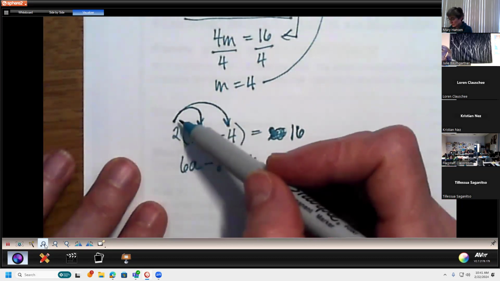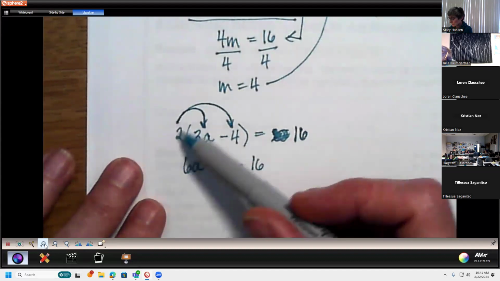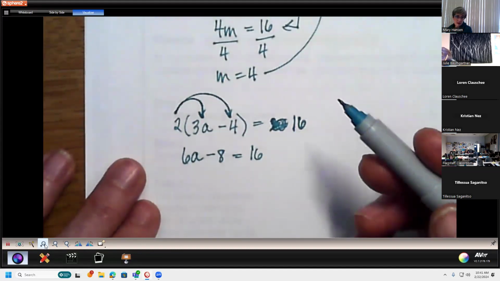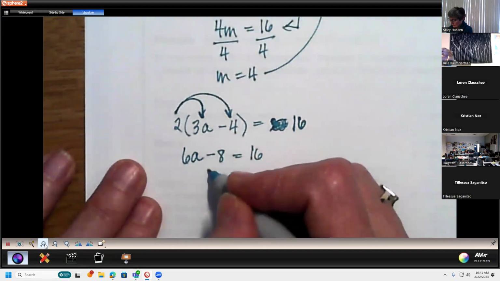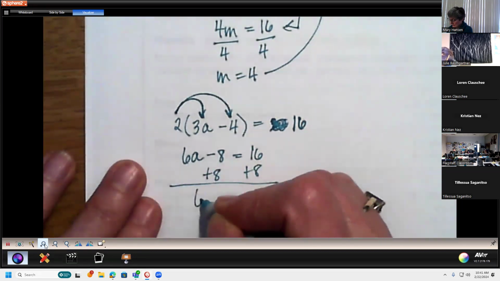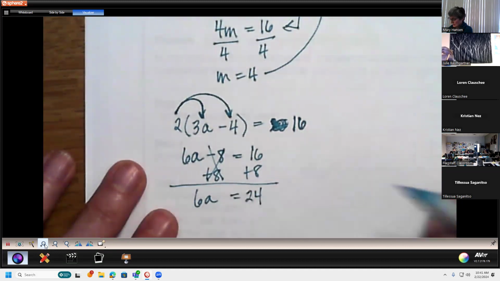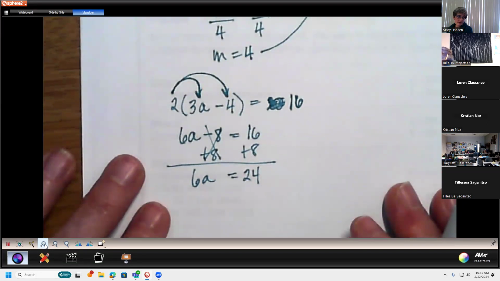Okay, I think it's really helpful when you're distributing to go ahead and just draw those arrows each time. So you want to make sure you distribute that multiplying by 2 to both members of the group. And now I have a 2-step equation. And so I can get rid of minus 8 by plus 8. 6a comes down, that makes 0. And 6a is equal to 24.